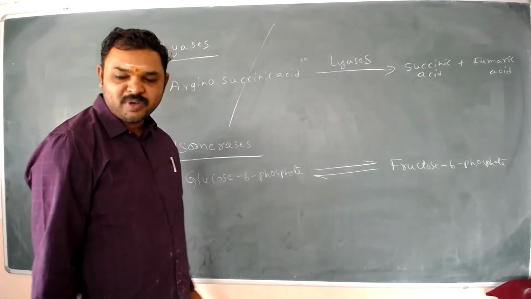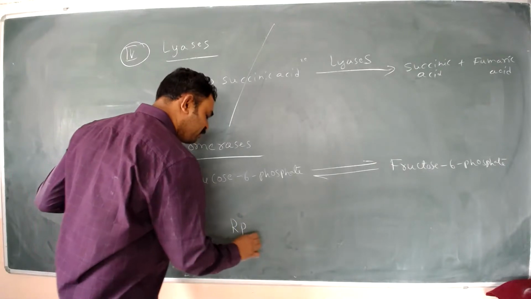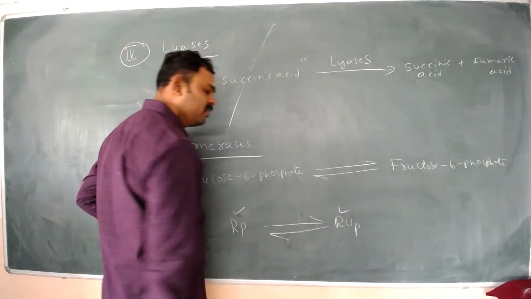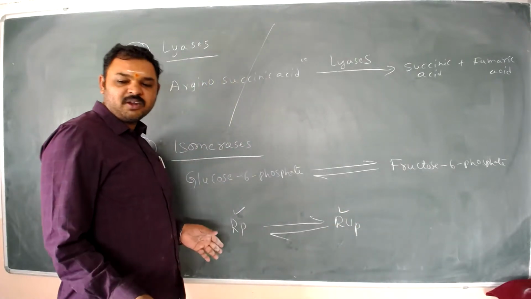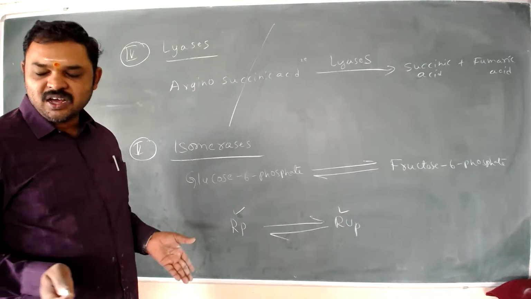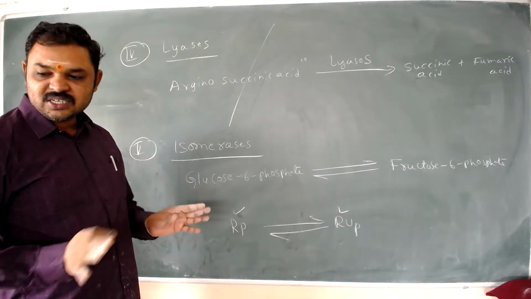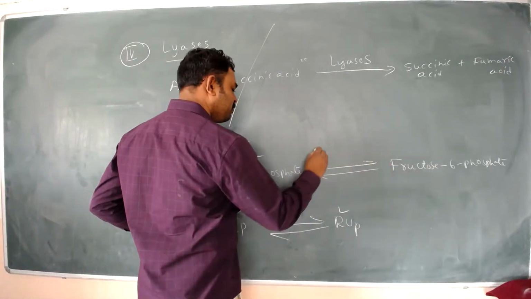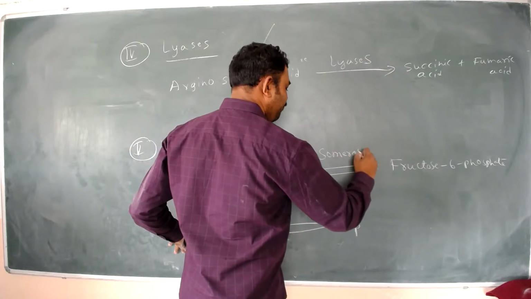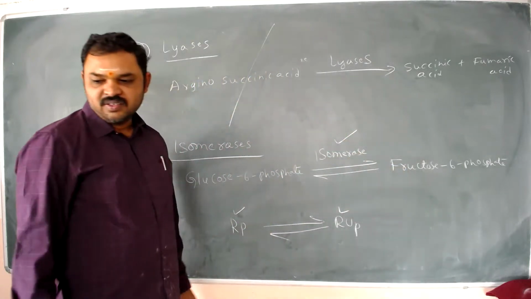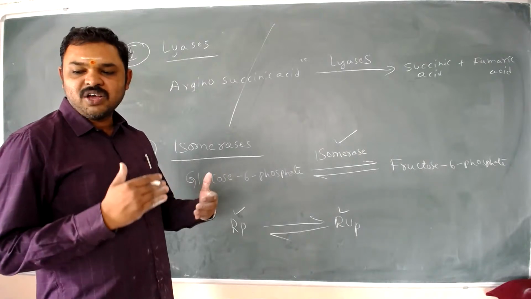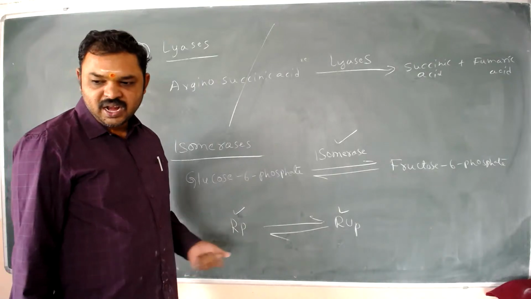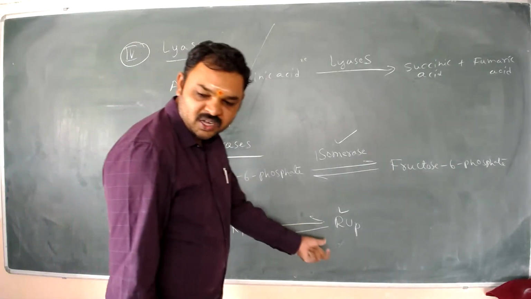Ribose phosphate, ribulose phosphate. RP means ribose phosphate, RuP means ribulose phosphate. What are these? Isomers. Isomers are molecules which have the same molecular formula but different structure. Structurally they are different, the formula is the same. Glucose 6-phosphate and fructose 6-phosphate are isomers. In the presence of isomerase enzyme, they are interconverted into each other. The enzymes which are involved in the interconversion of isomers from one form to another are called isomerases.